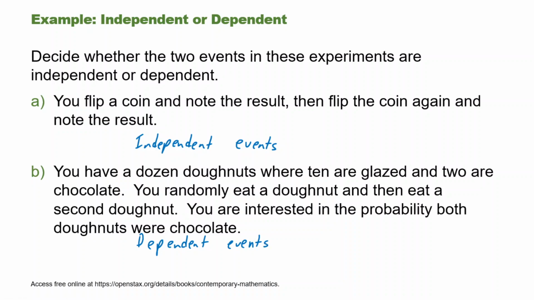That's what we're thinking about. Does the first have some bearing on the second? Does it change the outcome or the chance of an outcome in the second event? If the answer is yes, then they are dependent. If they do not affect each other, they are independent.